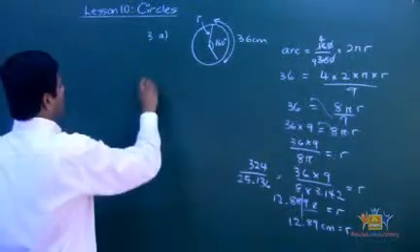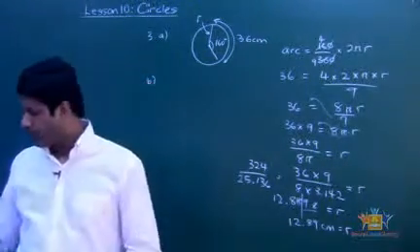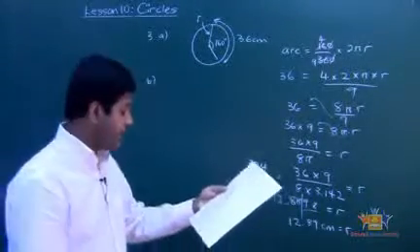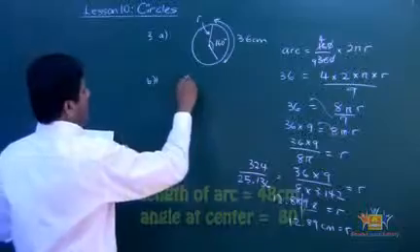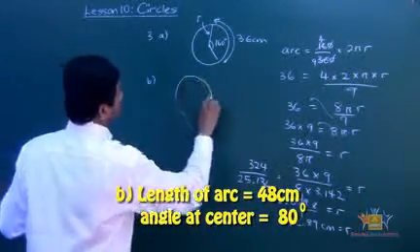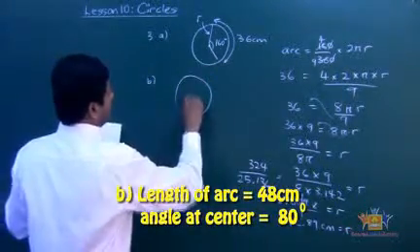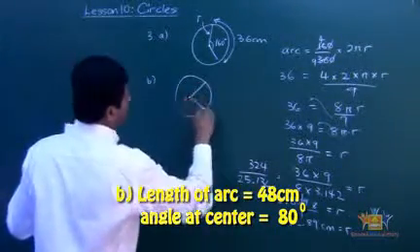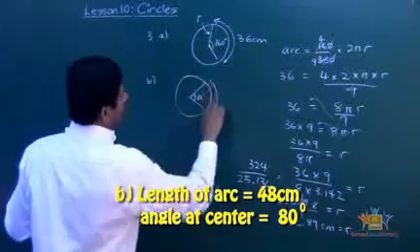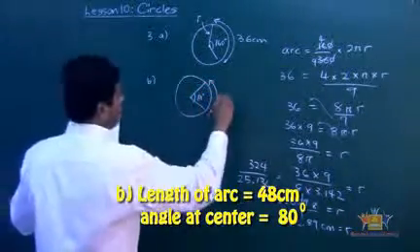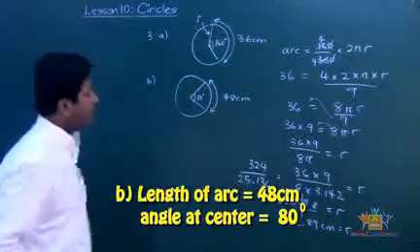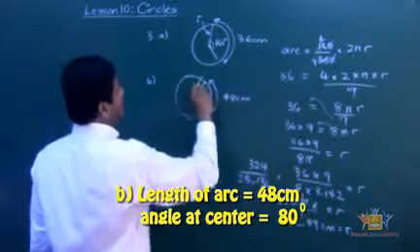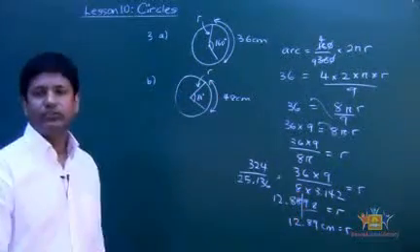Let's do B. Now for B, we've been asked to find the radius of the circle. Again, you're finding the radius. You're given the length. In other words, if I draw the circle, this is the center, and the angle is 80 degrees. This is 80 degrees, and the arc length is 48 centimeters. The length of the arc is 48 centimeters, the angle is 80 degrees, and we're looking for r, the radius. So we're going to reverse it.